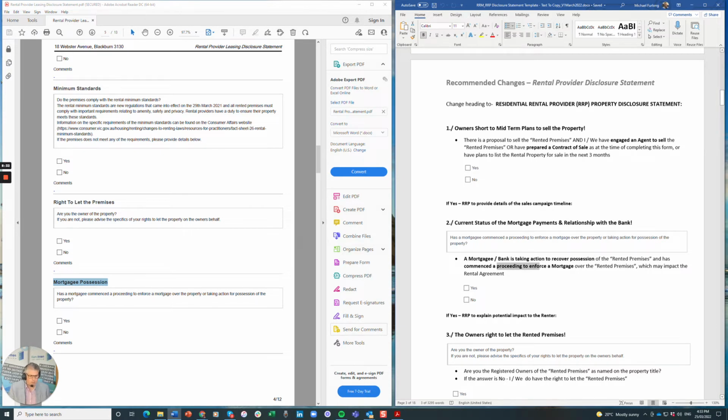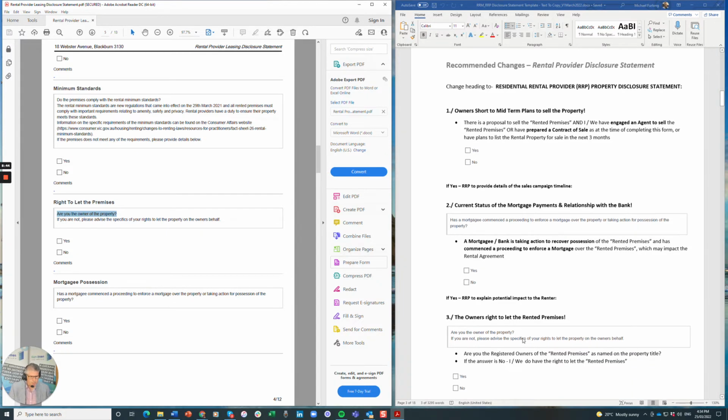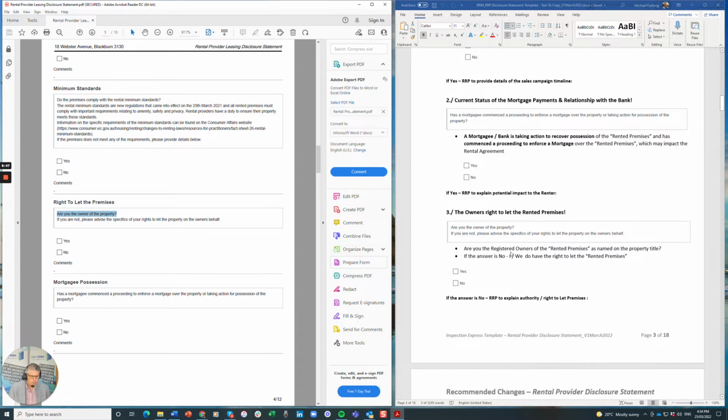Okay. The owner's right to let the premises. Next one here. Are you the owner of the property? And if you are not, please advise specifics. So don't worry about that. That's what's sitting here. So are you the registered owner of the rented premises as named on the property title? Now again, this is really important because we want to make sure that's actually on the title. If the answer is no, we do have the right to let the premises. If the answer is no, RRP to explain the authority right to let the premises. So again, we're getting a little bit more information inside of here than what we would have had.